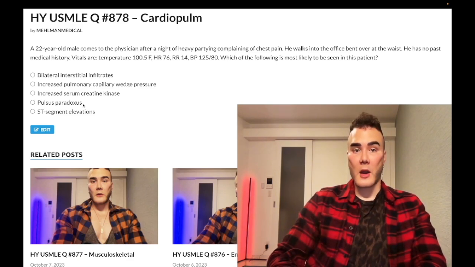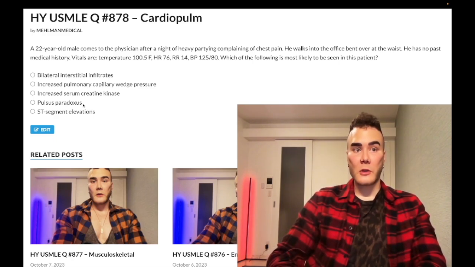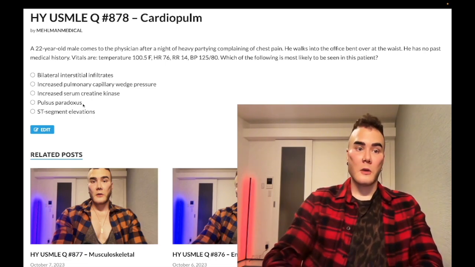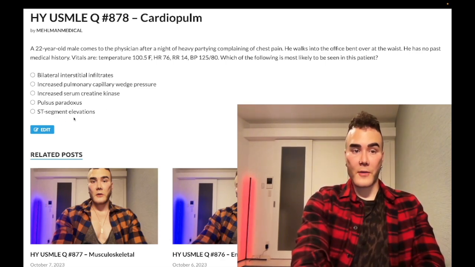Students get hyper pedantic about the causes of pulsus paradoxus. They say, OMG, Mike, you didn't mention it could happen in severe asthma. That doesn't happen on the USMLE, all right? Choice D, wrong answer. Choice C, ST segment elevation, is the correct answer.